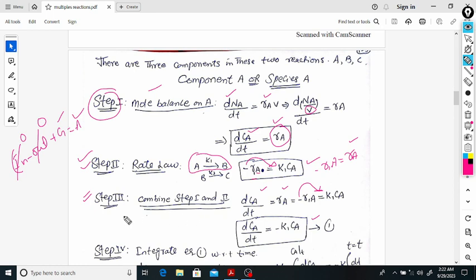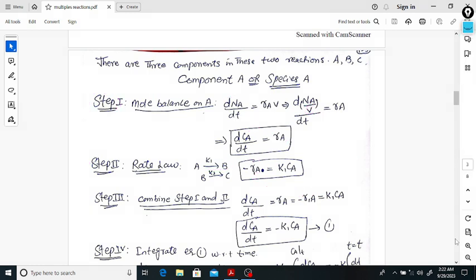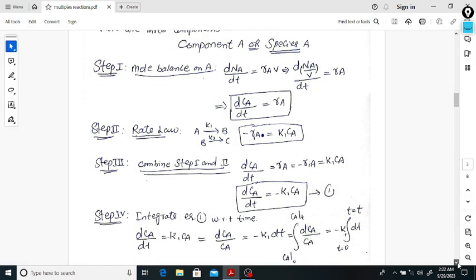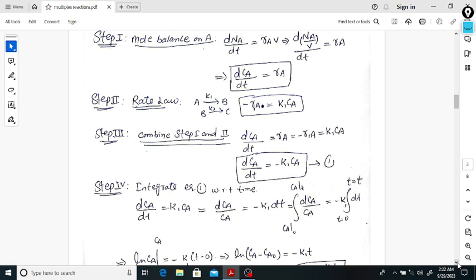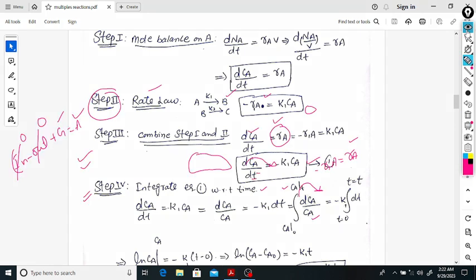Now go to step number 3. Here, integrate with respect to time, equation number 1 with respect to time. So here we will integrate this equation number 1. Suppose this is equation number 1. We will integrate this equation.